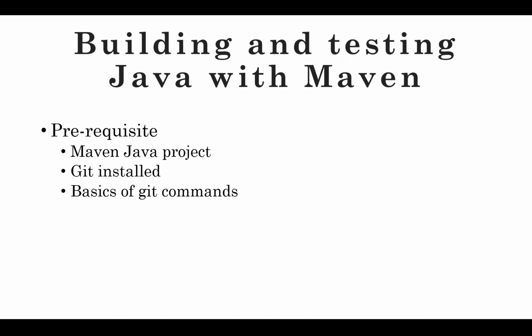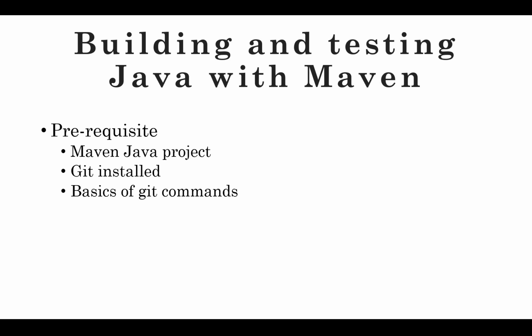Okay. Now, in order to get started with building and testing a Java project with Maven using GitHub workflow, you need to have some prerequisites, right? So you need to have a Maven Java project. Don't worry about that, it's pretty simple. I will share my GitHub repository in this video description. You just copy it or fork it so you can use that for your project.